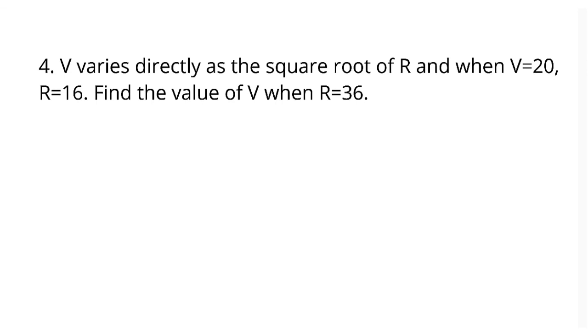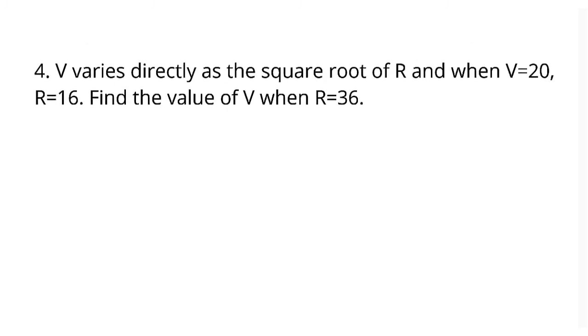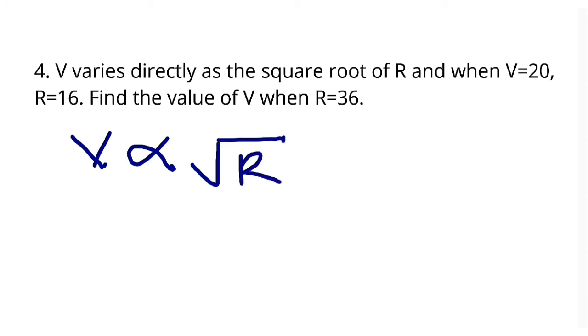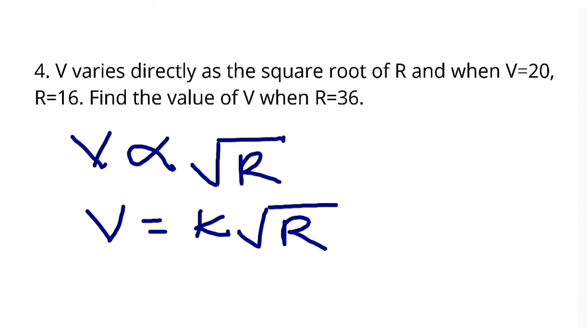Example number 4. Given that v varies directly as the square root of r, and when v equals 20, r equals 16. Find the value of v when r equals 36. So let us write this. v is directly proportional to the square root of r. So we introduce the constant of proportionality. So v equals k multiplied by the square root of r.